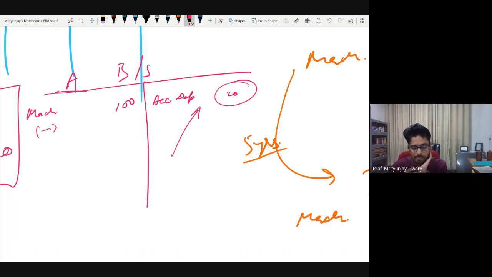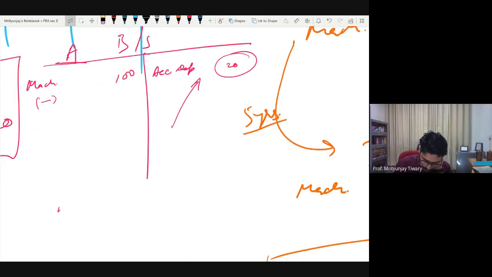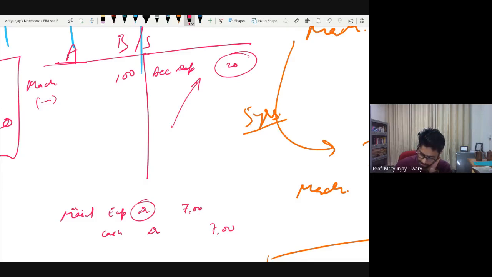Now, my response to this point is that you don't need to do it separately. Why? Because the moment you are spending anything on wear and tear, this is the entry you will do. You will pass maintenance expense debit, and cash credit if you have paid it in cash, and whatever be the amount, let's say 7 lakh. So this part will go into the income statement this year as an expense. You don't need to do it separately.